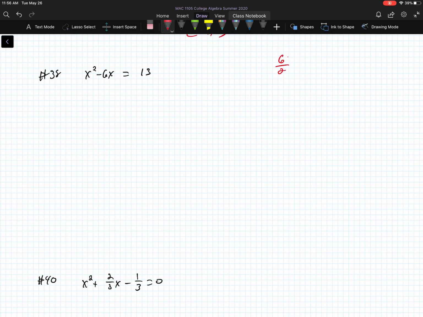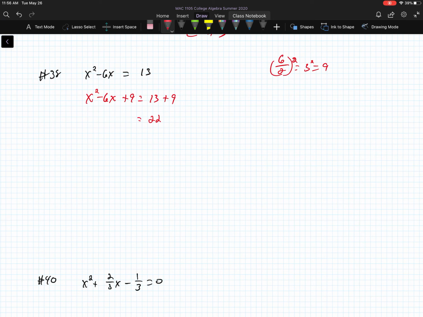For number 38, my b is going to be 6. 6 divided by 2 is 3. 3 to the second power is 9. So I'm going to add 9 to both sides. So x squared minus 6x plus 9 is equal to 13 plus 9.